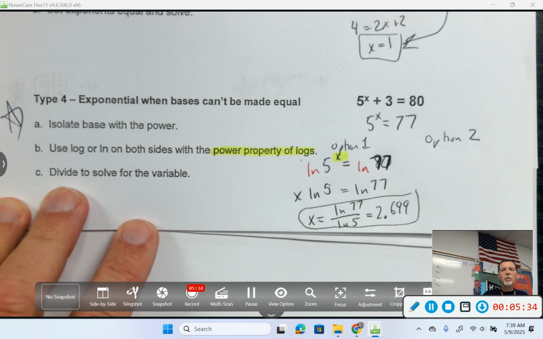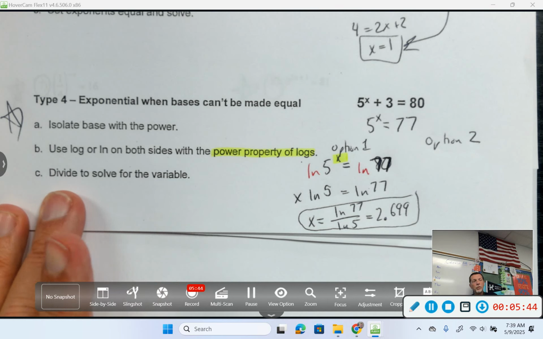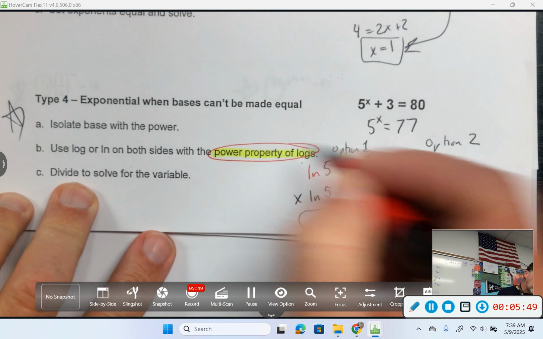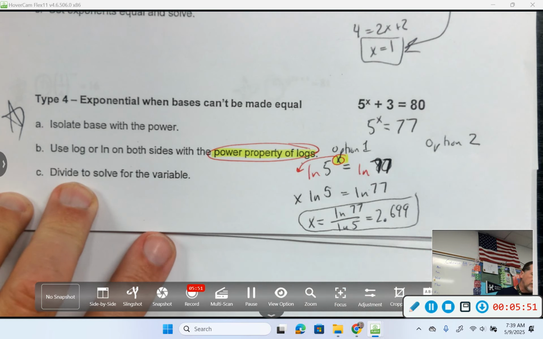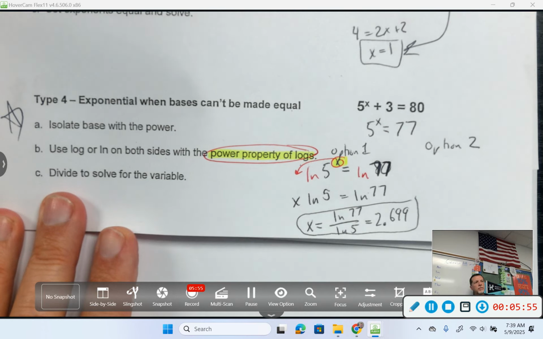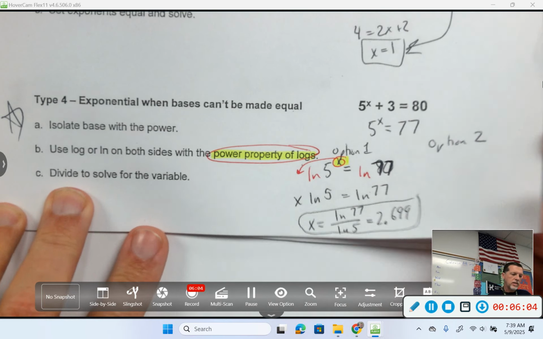Goodness, do we even want to worry about option 2? No. Yeah, because if you do option 2, I got to teach you something else. Let's just stick with option 1. It's the easiest. Because when you log both sides, that exponent, that power property, allows the x to move down front. And that's what sort of unlocks the rest of the problem. So if there's a variable in the exponent, you can log both sides and get it out of the exponent and into the front.